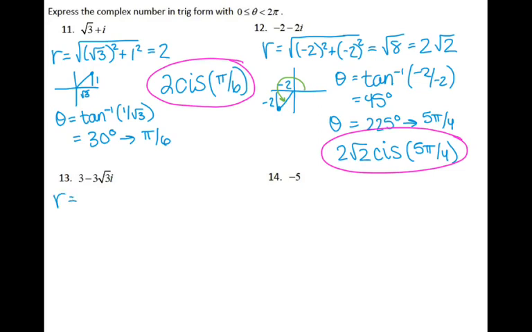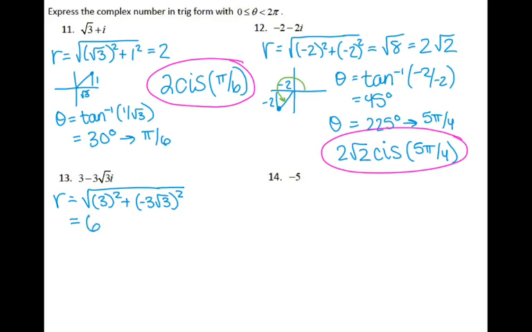So r is the square root of 3 squared plus negative 3 root 3 squared. Please be careful when you're putting this in the calculator, because you do have those radicals. So make sure you are putting your numbers in parentheses. So negative 3 root 3 in parentheses and then square it. So my r ends up being 6.